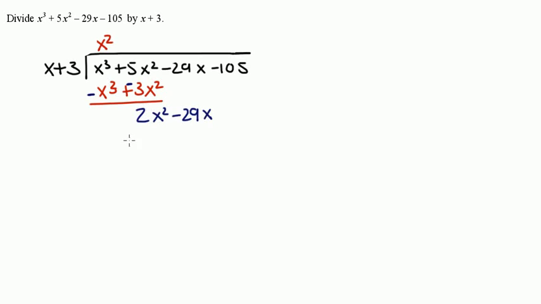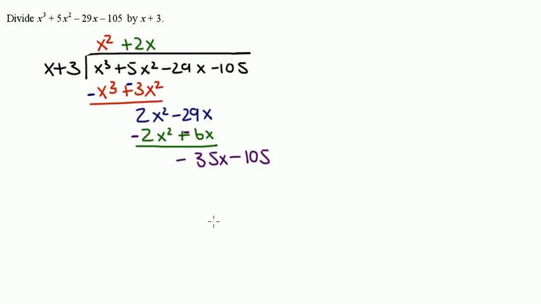Now we repeat the pattern again. X divided into 2x squared, that's going to give us plus 2x. And we multiply 2x by x plus 3. So 2x by x gives us 2x squared. 2x by 3 gives us plus 6x. And again, we subtract. So 2x squared minus 2x squared gives us 0. Minus 29x minus 6x is going to give us minus 35x. And we bring down our last term.